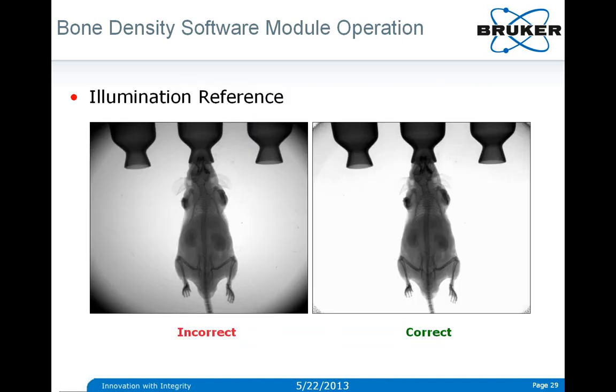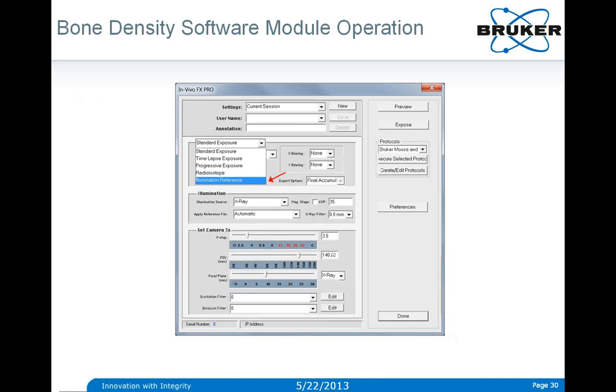Just to point out, appearance of image without an illumination reference to the left and with an illumination reference to the right. And on our In-Vivo Xtreme systems, the illumination references will be factory generated, and so all you would need to do is simply select apply reference. On our In-Vivo FX, multispectral FX and DXS PRO systems, you may need to actually generate your illumination reference for the particular settings that you're using.